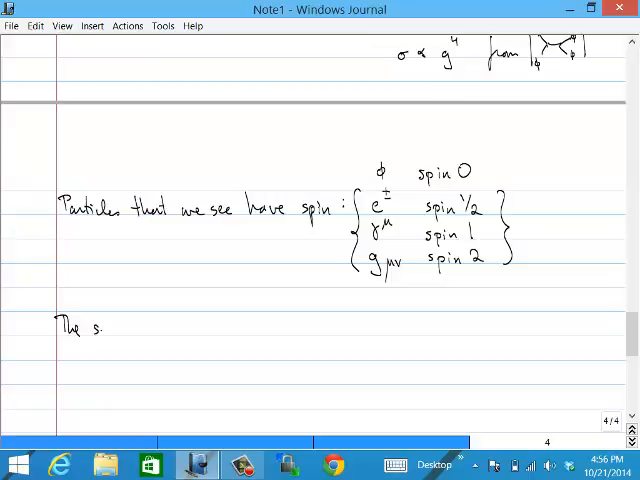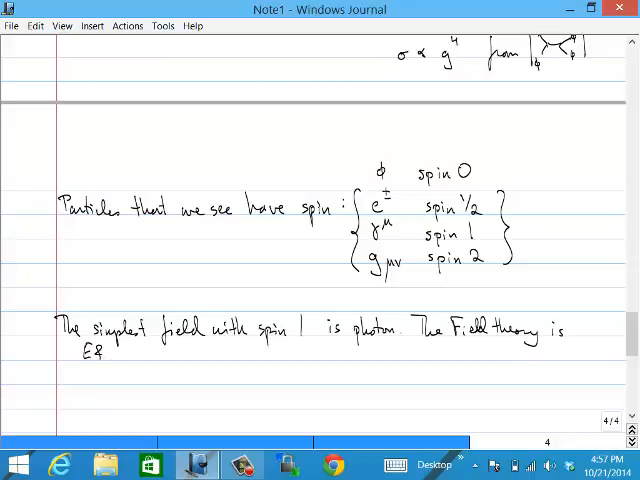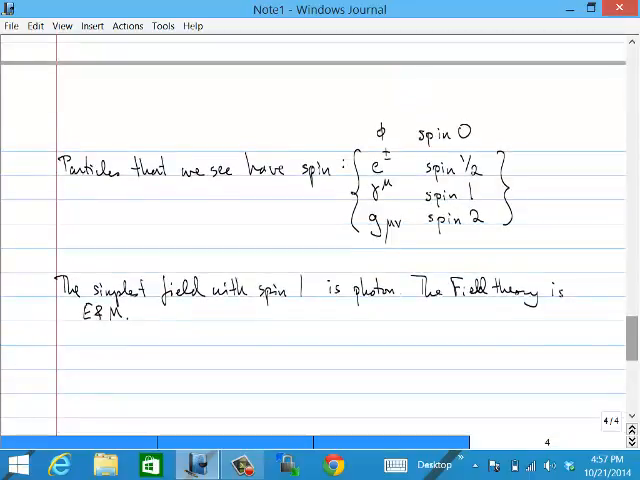So the simplest field with spin, and in particular a field with spin 1, is one that you already know. In particular, it's the photon, and the field theory of the photon is electromagnetism. So at the level of classical field theory, you've already spent a lot of your life studying the equations of motion of the field theory of a particle with spin. In particular, you've studied Maxwell equations.